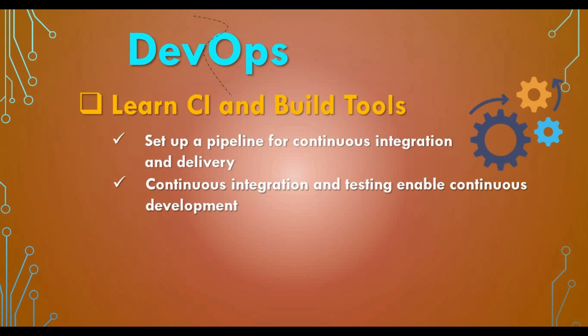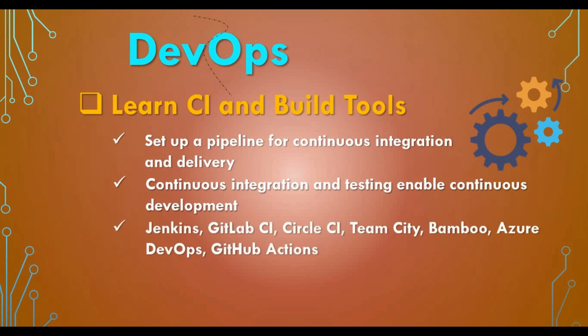So that's how it happens as part of continuous integration. And some of the tools which we use for this are Jenkins, GitLab CI, Circle CI, TeamCity, Bamboo. Azure DevOps is also very famous. GitHub Actions is now famous. So basically the common one is Jenkins, but I think now a lot of people are using GitLab CI, Azure DevOps, and other tools as well.